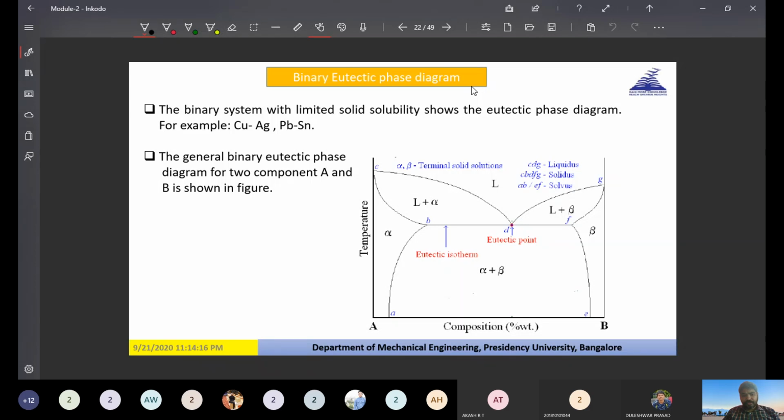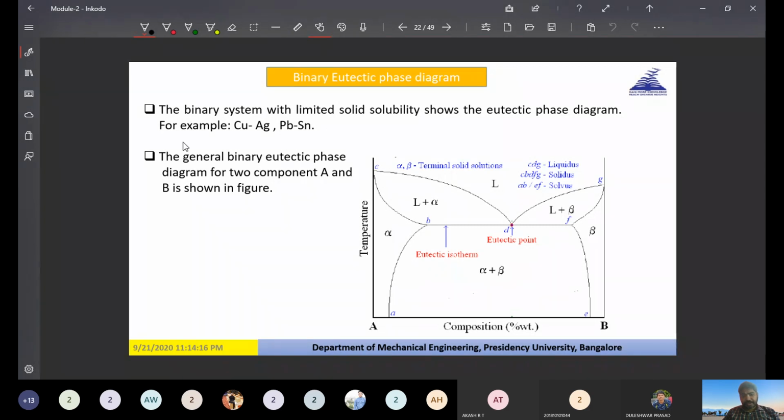As I have already told you what this binary eutectic is. Binary means two, eutectic means the two components that we have added are not soluble in the solid state. They are completely soluble in the liquid state in each other, but they don't have complete solubility in the solid state. They have only limited solubility in each other in the solid phase. That type of system is known as a eutectic system.